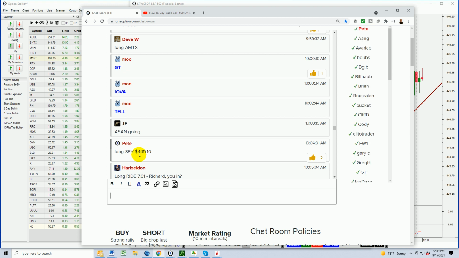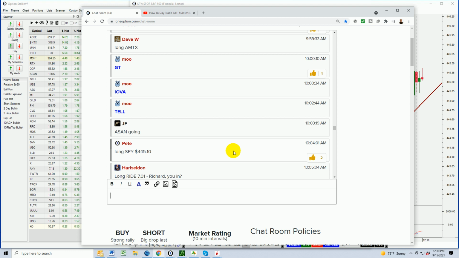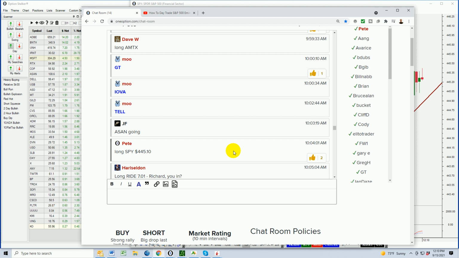Long SPY. 445.10 was my entry price. I actually trade futures, but I reference the SPY because everyone has that data. Not everyone has futures data. That was an hour and 94 minutes into the open, 10:04 Central Time.